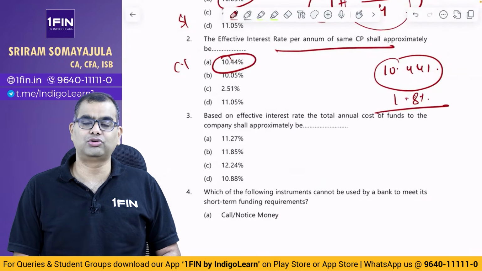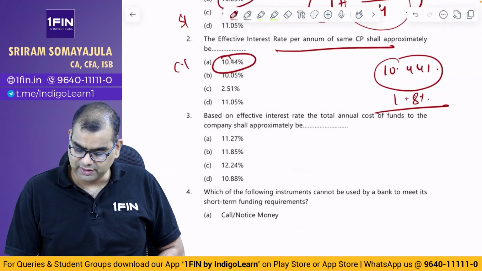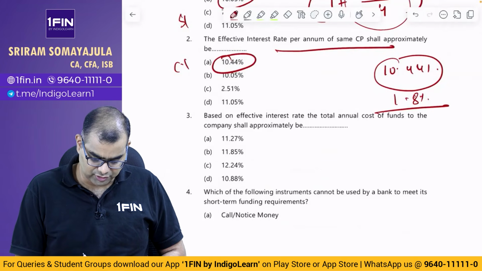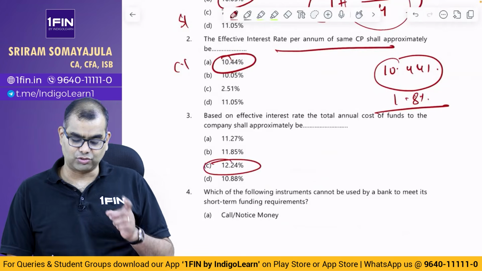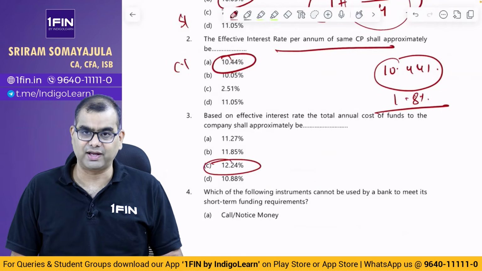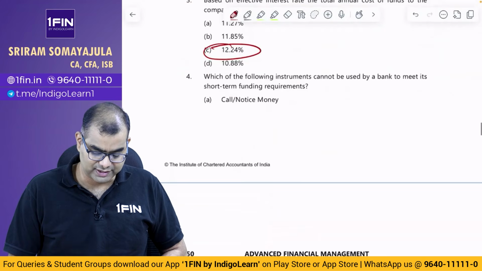Those you don't again do compounding, simple interest and all of that, plus 10.44. You get 12.24. 12.24 is the effective interest rate of total cost to the company. It's a very weird question. Unfortunate that they've asked it this way. I can't help it, but that is what their intention is.